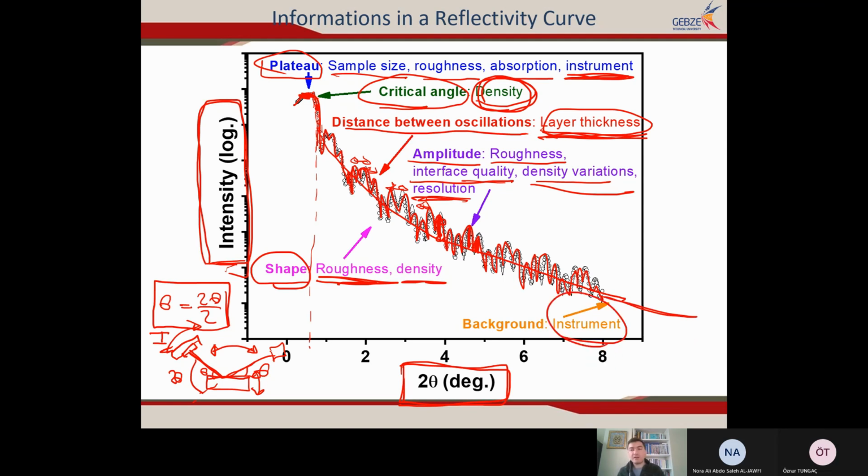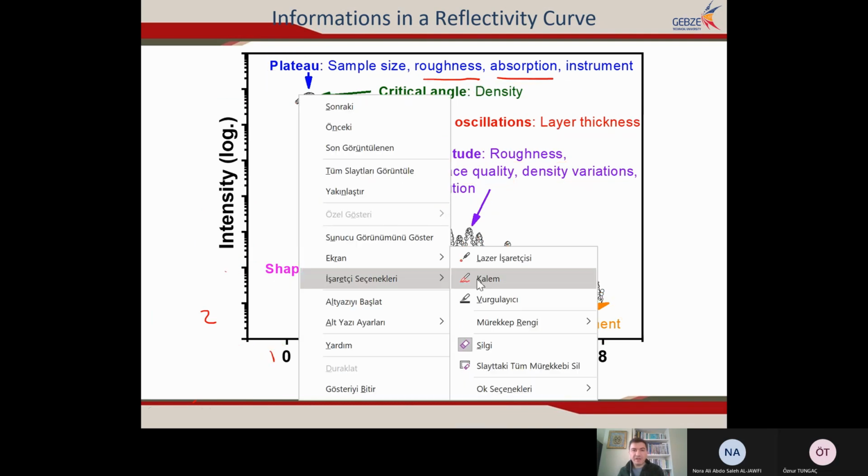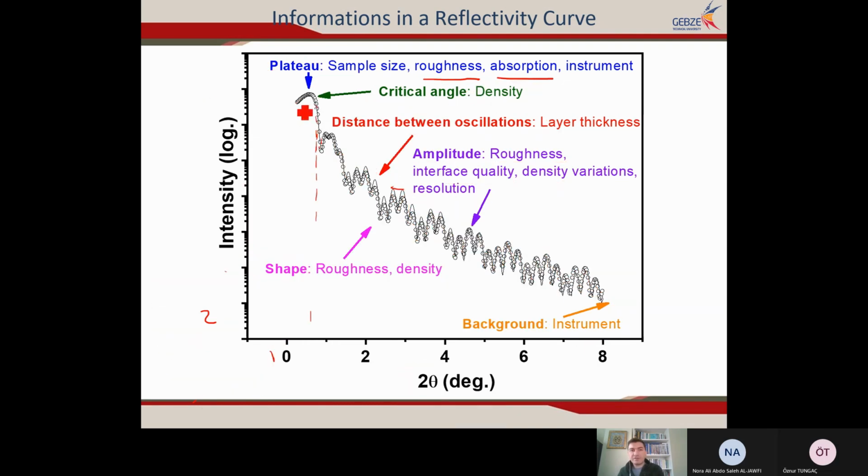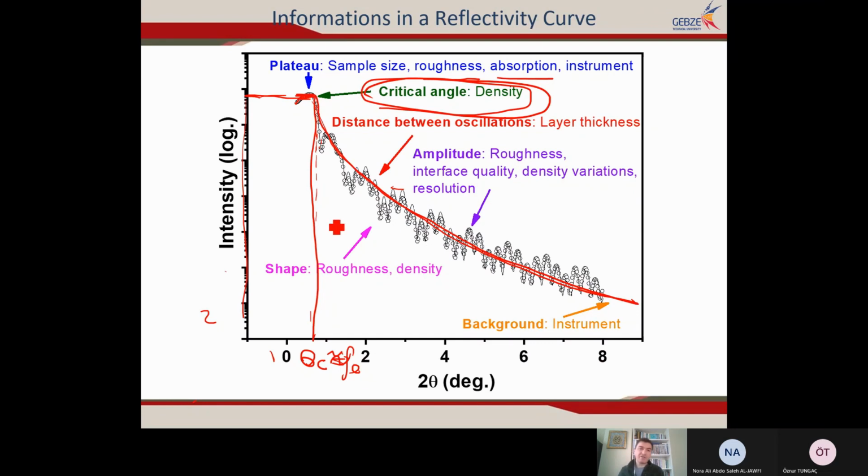So within the forthcoming transparencies, I will discuss all the details of these features in a reflectivity curve. In addition to that, I will discuss the general behavior of this intensity. So at the beginning, we have huge intensity, then this intensity goes down with this behavior. Okay, so we will investigate this behavior theoretically in the forthcoming part, and we will try to find a relation between critical angle and electron density by using the Fresnel reflection.